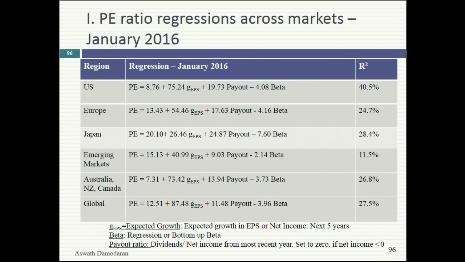So these are the PE ratio regressions that I ran at the start of 2016. US, Europe, Japan, emerging markets. First, notice the R-squareds vary across markets. Nothing I can do about it.